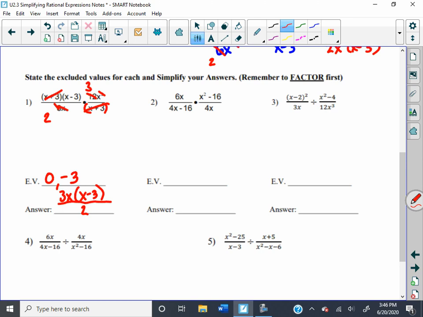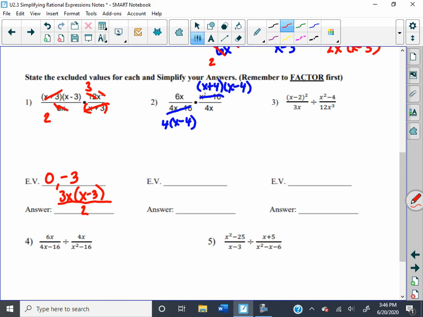All right, number 2. I can factor, pull a GCF out, pull a 4 out. x squared minus 16, I can factor. That's a difference of squares, x plus 4, x minus 4. All right, everything's factored. And so now I'm going to state my excluded values.